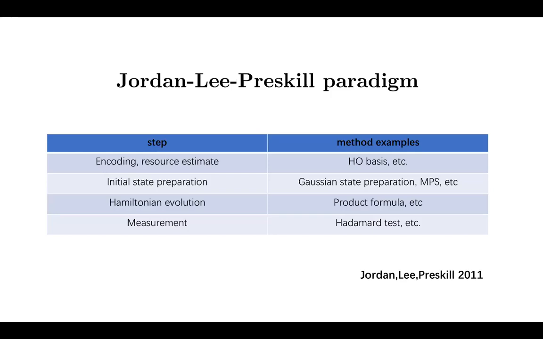Maybe some of them I will introduce later, what they mean. For instance, the Gaussian state preparation for the initial state preparation is an algorithm with which you could directly construct a Gaussian state. And this is usually useful if we know the initial state is Gaussian, and then we could use Gaussian state preparation algorithms. And this Hadamard test is also an example for the measurement, which is used in the original Jordan, Lee and Preskill paper, but there are many ways to do measurements. And this is an area which people usually call quantum metrology. So those method examples are just the simplest examples that you might consider, but there are many possible methods you could choose.